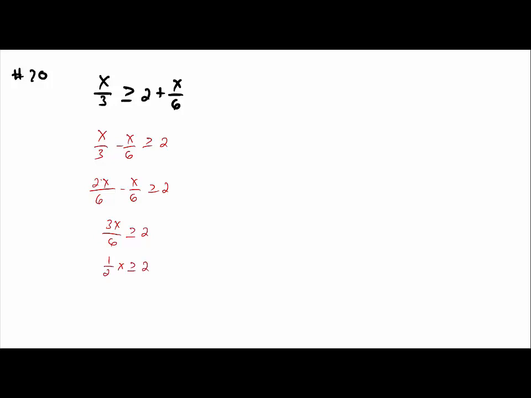If I have a fraction as a coefficient, I can just multiply both sides by the reciprocal of that. And so I get x is greater than or equal to 4. When I write it in interval notation, I'm going to put brackets. And since it's greater than 4, it's going to go towards positive infinity. In set notation, it's just going to be x is greater than or equal to 4. And when I graph it here, it's going to be the bracket going to positive infinity.